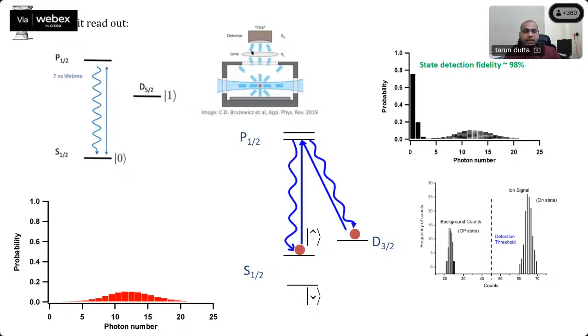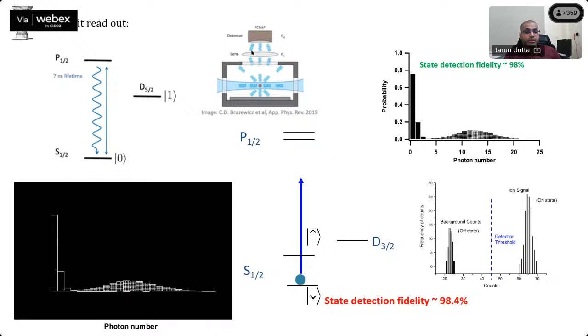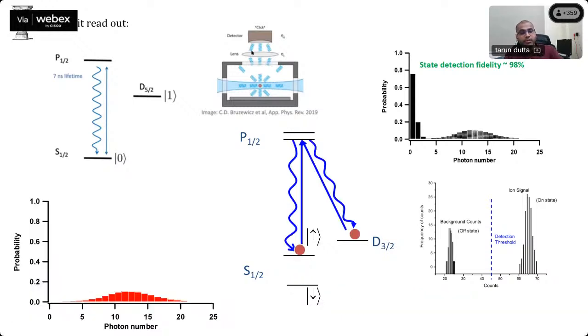So here you see, I'm again showing, when I am signing for detecting the photons, I'm signing again S up to P half, but then there is always a probability of going to D3 by 2 state. So that laser is always on. Now if the population is in S half state, we will see this number of photons. You can see in the right side.